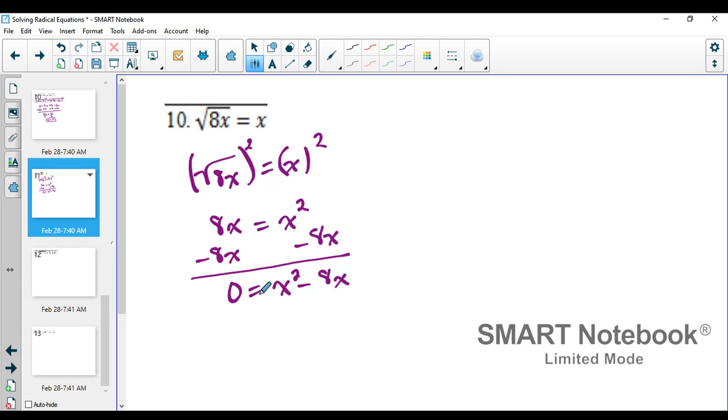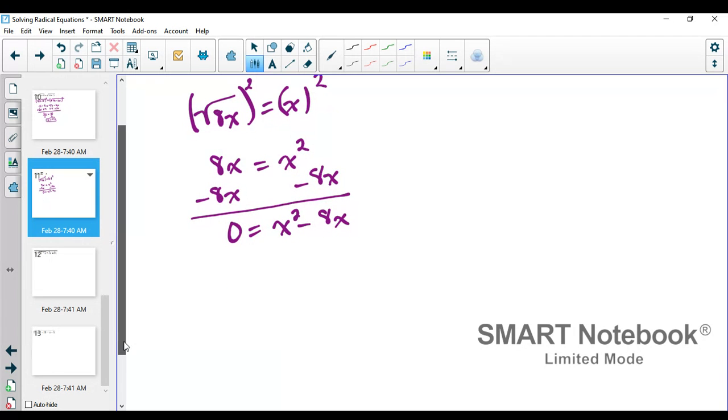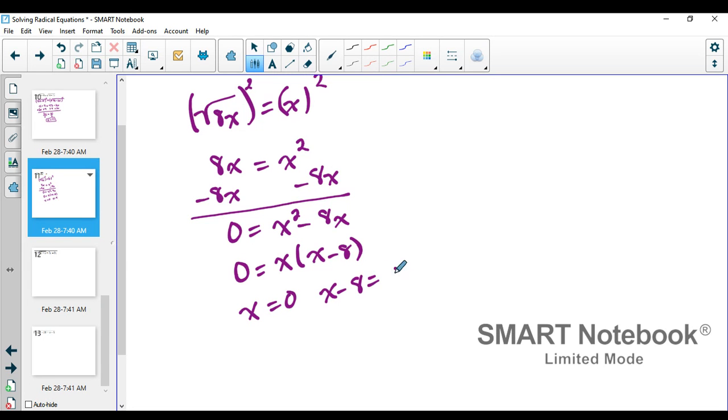And now we have to factor this to solve for x. So the only way to factor this is to take out a common factor, which is x. So it becomes 0 equals x times the quantity x minus 8. And then once we do that, we set them equal to each other. So x equals 0, x minus 8 equals 0. So x equals 0 and 8. So factoring is back. And remember, it's never really gone away. Those are our final two answers for that one.